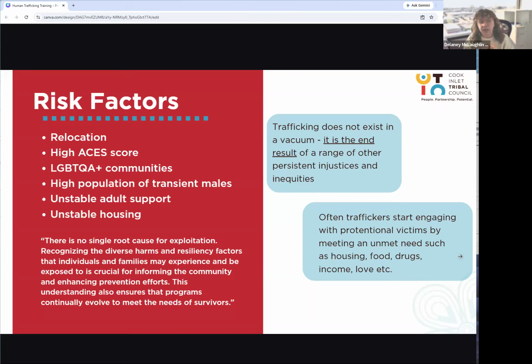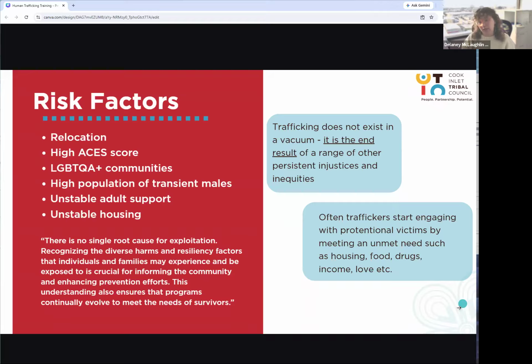It says, there is no single root cause for exploitation. Recognizing the diverse harm and resiliency factors individuals and families may experience and be exposed to is crucial for informing the community and enhancing prevention efforts. This understanding can also ensure that programs continually evolve to meet the needs of survivors. And that kind of emphasizes that there are a lot of things that go into every survivor's story, and it's not just one thing. So it's not just that there's a relocation, or it's not just that they're LGBTQIA+, it's all of these things kind of together.